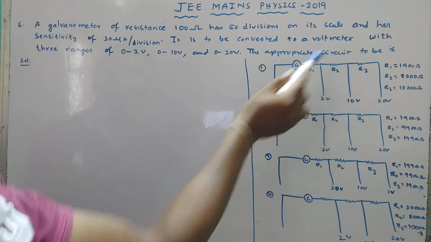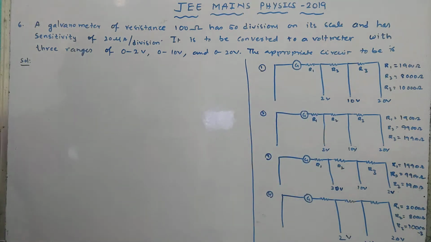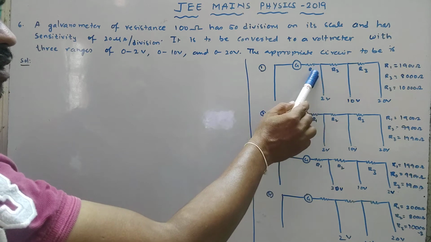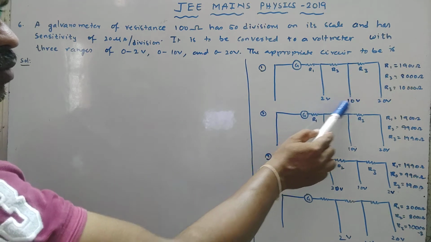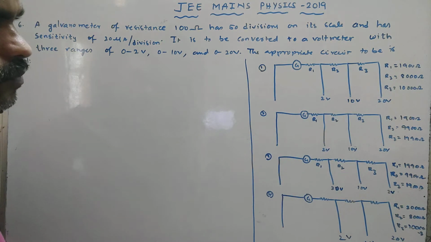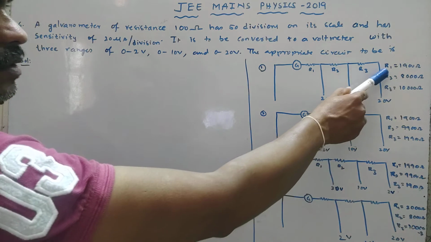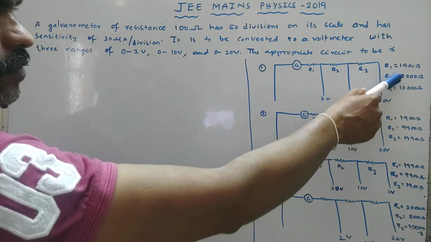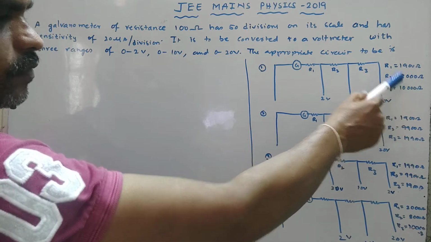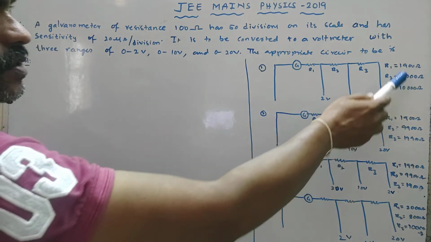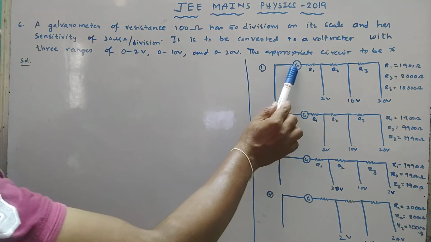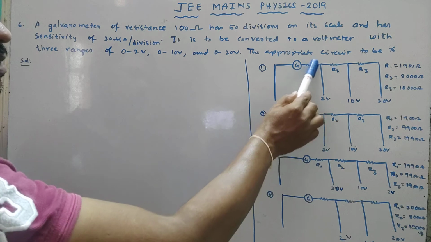The appropriate circuit to be used is, here we have four circuits. One is, this is a galvanometer, this is resistance 1, resistance 2, resistance 3, with 2 volts, 10 volts, 20 volts. So here we have four options. In the four options, the values are R1, R2, R3. If we calculate R1, R2, R3 values and our answers match with these three values, then that is the correct option. So here a galvanometer is connected with a series resistance.